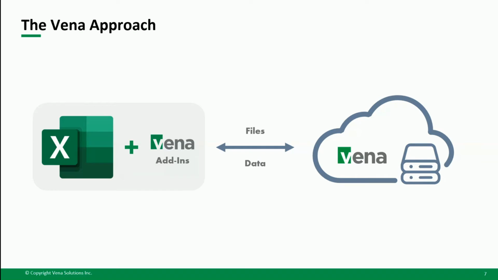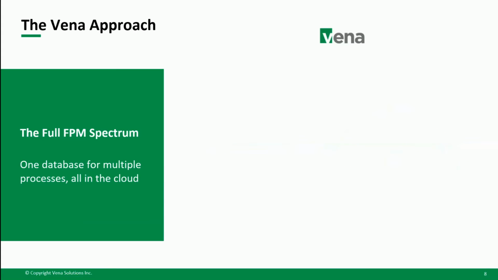So in this way, users can really just use Excel for what it's good at, which is calculation, design and user experience. It's really not what you want to be using for storing tens of millions of data points. That's just not what it's for. So for those customers, they found this approach pretty valuable. We call the Vena approach the full financial process management spectrum, one database for multiple processes all in the cloud.